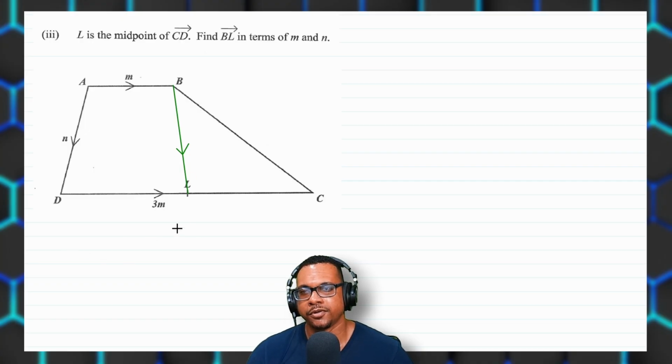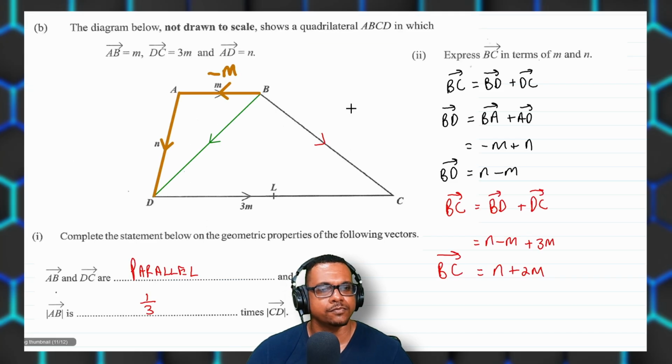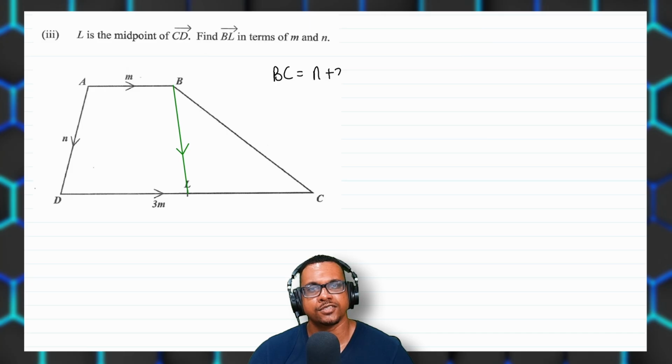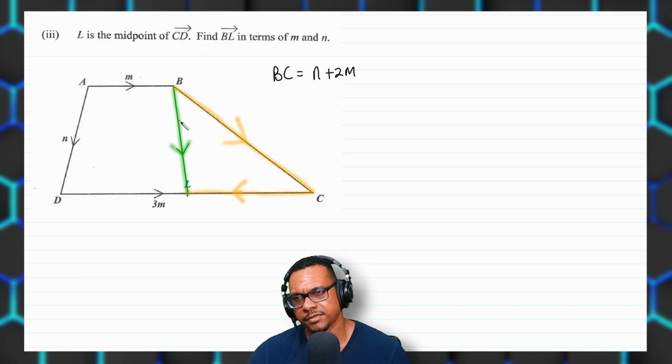Now, I'd just like to recall that BC was equal to N plus 2M. So that's N plus 2M. If you're looking at this triangle here, and this is my resultant vector, this is the tail of the vector, so the tail must connect to the tail. Therefore, this vector has to go in this direction. And therefore, the head must connect to this head, so it has to go in this direction.